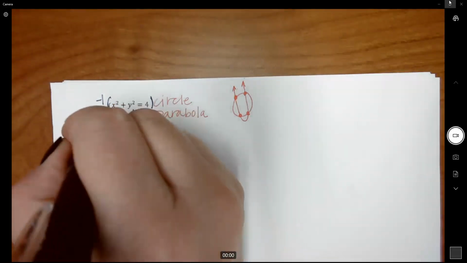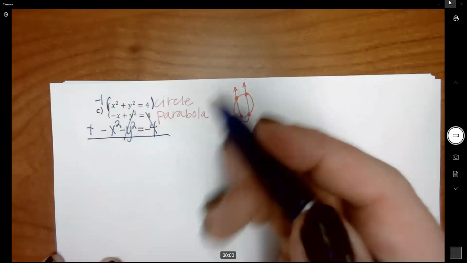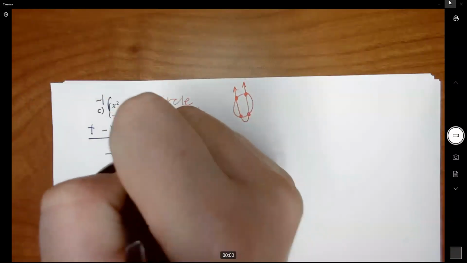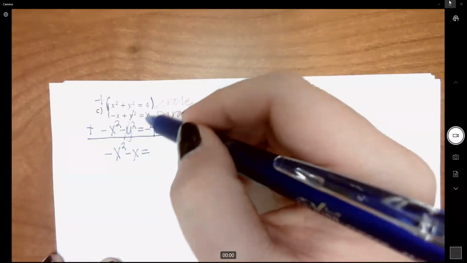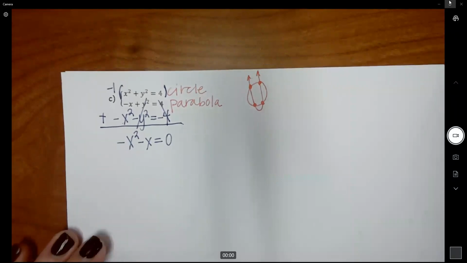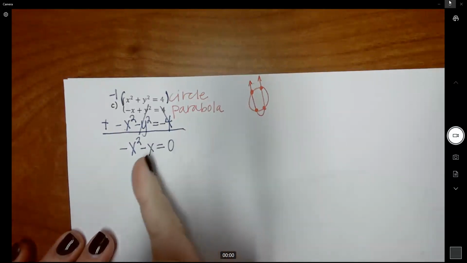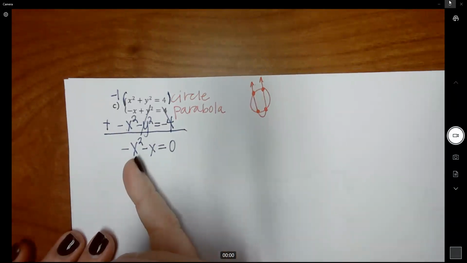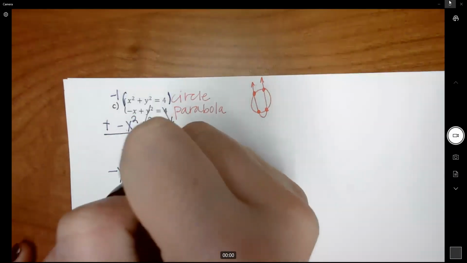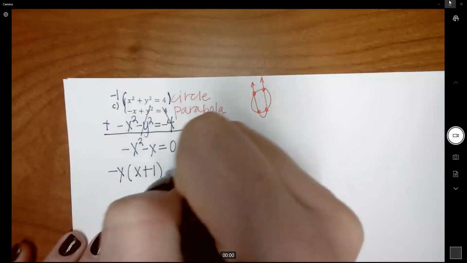So when I add what is left, I've got negative x squared minus x. I still have an equal sign, and so what do we have over here? Well, if that cancels, then we have 0. Okay, so we have a quadratic. And let's factor out our GCF. We have a GCF of x, or I personally like my first term always positive. So I'm going to pull out a negative x, which leaves me with x plus 1.